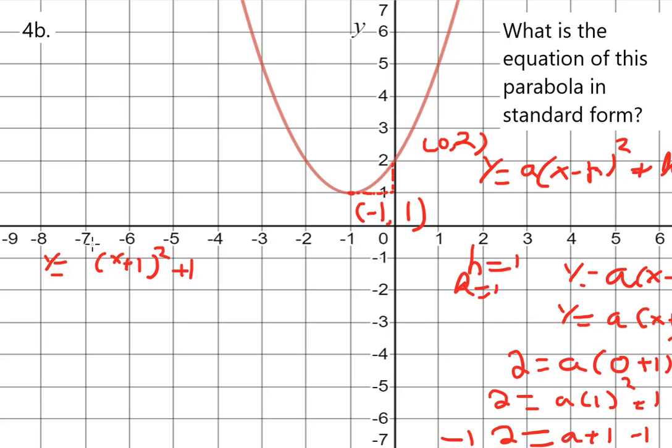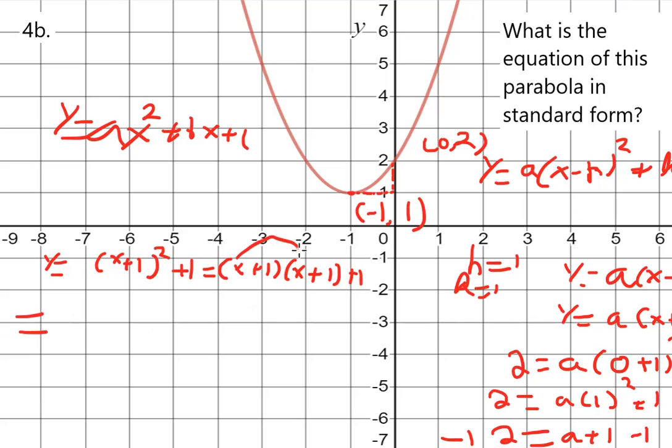Now we just need to convert that to standard form. And standard form is always going to be y equals ax squared plus bx plus c. So the way I would do this is first, I'm going to rewrite (x plus 1) squared as (x plus 1) times (x plus 1). And then, of course, I still have plus 1. I'm going to FOIL this. So x times x is x squared. x times 1 is x. 1 times x is x. And then 1 times 1 is 1. And then I still have this plus 1.